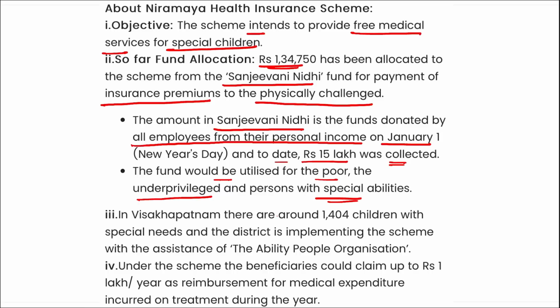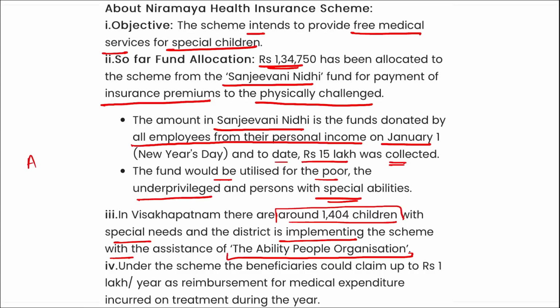Apart from this, remember, in Visakhapatnam there are around 1404 children with special needs, and the district is implementing the scheme with the assistance of the Ability People organization. Correct? Under the scheme, these beneficiaries could claim up to 1 lakh rupees per year as reimbursement for medical expenditure incurred on treatment during that year.